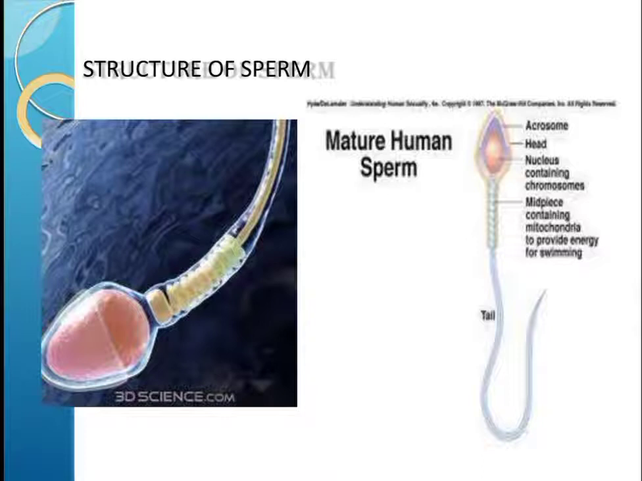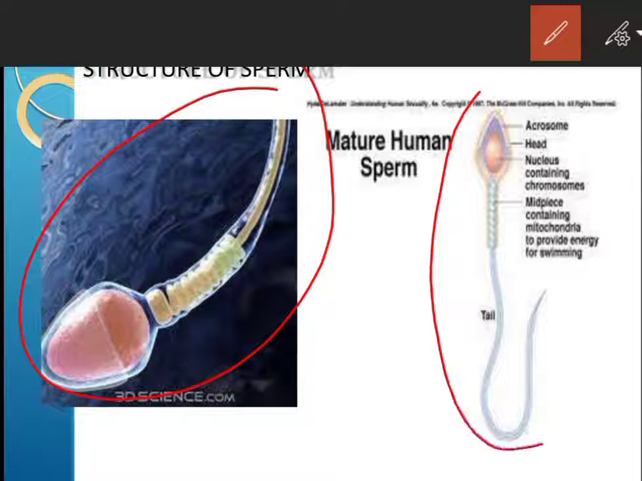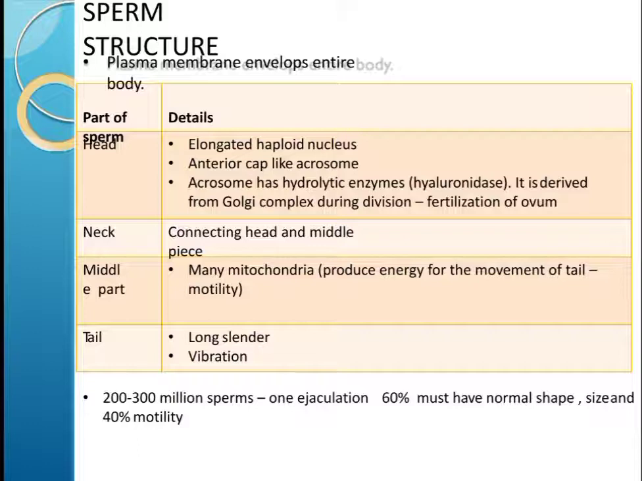Moving to the next topic, that is structure of a sperm or spermatozoa. This is the diagram of a sperm. A mature spermatozoa or sperm cell is a microscopic tadpole-shaped structure about 2 to 5 micrometer in diameter and 60 micrometer long. A plasma membrane encloses the entire sperm.